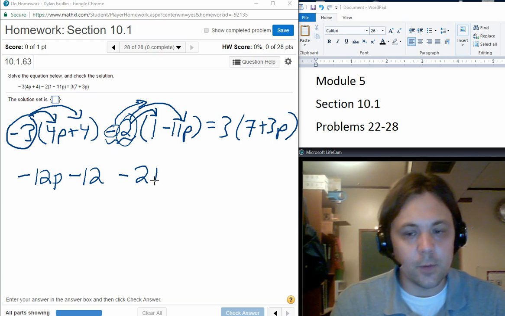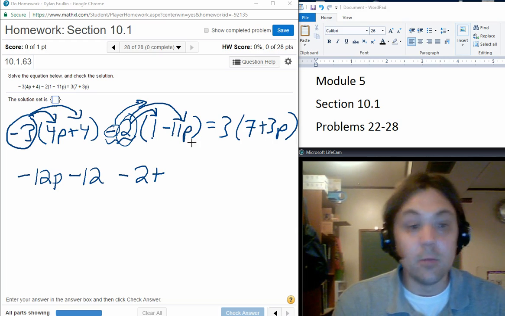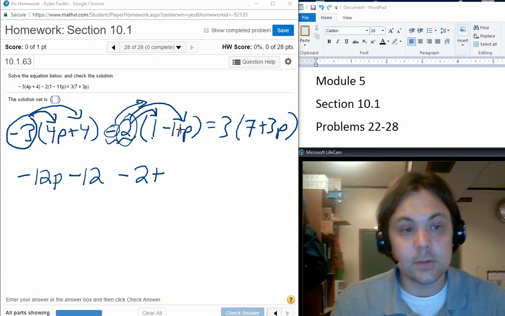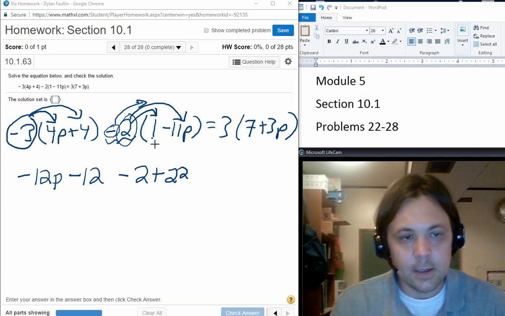Negative times a negative will be positive. And then you multiply together what goes together. 2 times 11 will be 22. And then the variable part has nothing to multiply to, so we just copy it down.